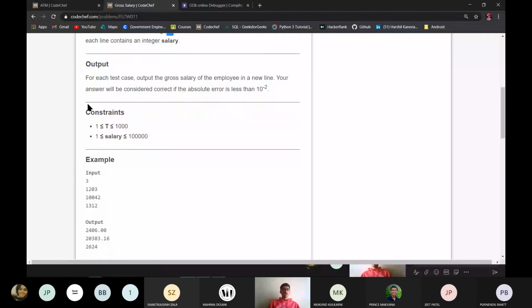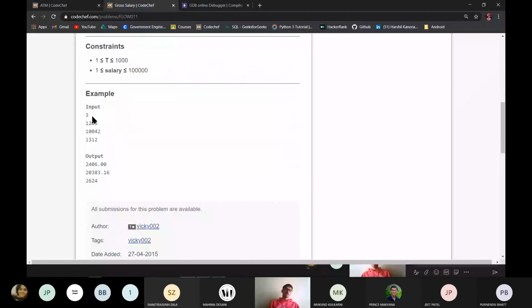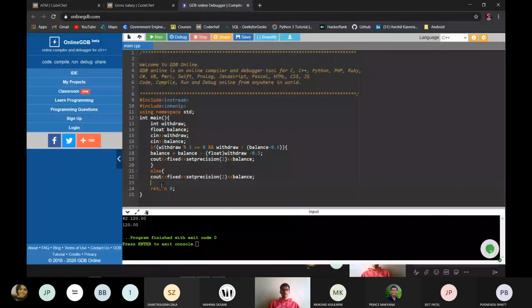Okay, so here is the constraint. T must be between 1 to 1000 and the salary must be between 1 to 1 lakh. Here is one example. Let us test for the 3 test cases, and our output should be like this. So let us build a code for it. Let me remove the previous code.